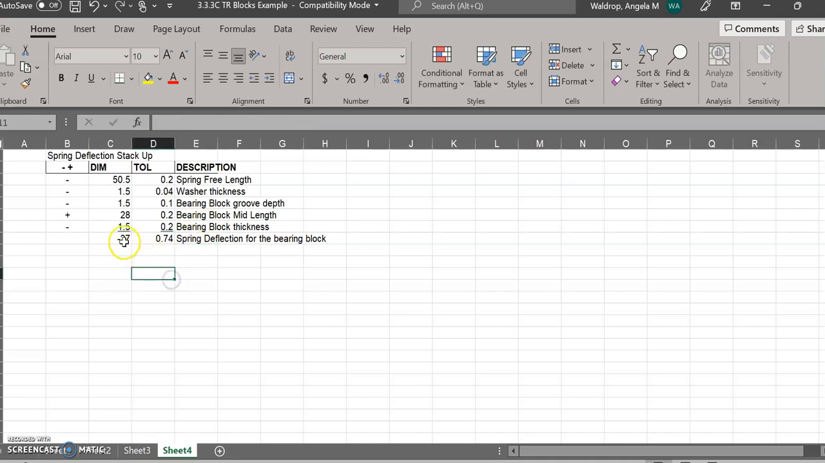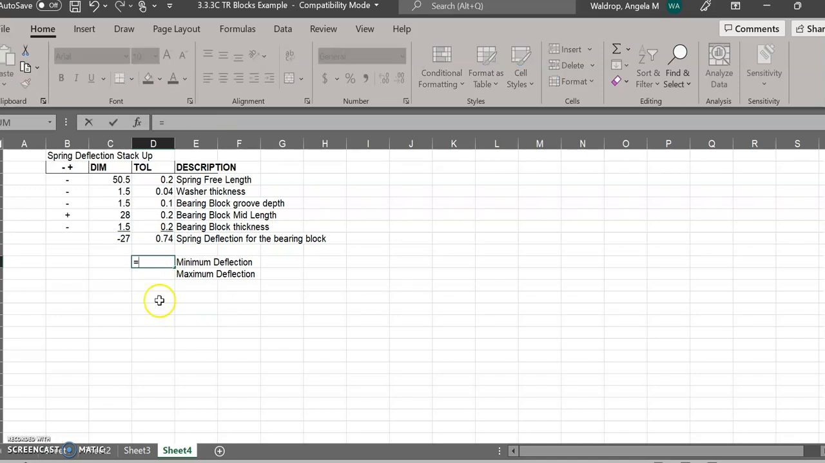Okay. Now, since I've got these two here, I might want to find the minimum deflection and the maximum deflection. So we can go ahead and calculate that. Minimum deflection, maximum deflection. Okay, now my minimum deflection is going to be the smaller negative number. So that's going to be this number plus that number. Okay, since it's already negative, I want the lower negative number for my minimum deflection. So I'm going to go ahead and say equals, click on this cell, and add this one here.